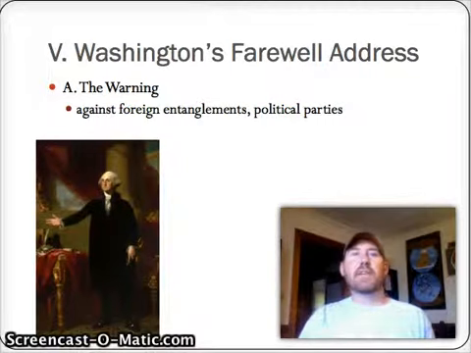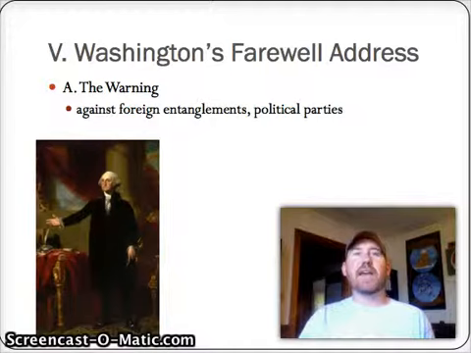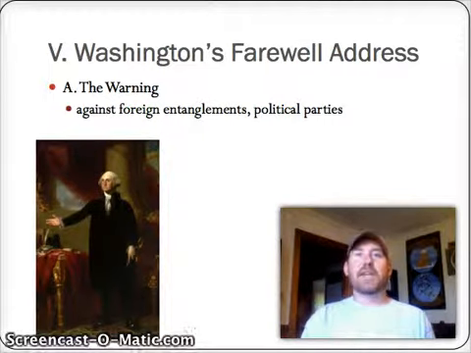Also, he warned against the development of factions or political parties, because he believed that could divide the country and pull us apart. In other words, you could have disagreements and argue about what we were going to do and how to do it, but at the end of the day, everyone needs to be pointing in the same direction. And if we don't do that, especially at the beginning, there could be a chance the country would fail.